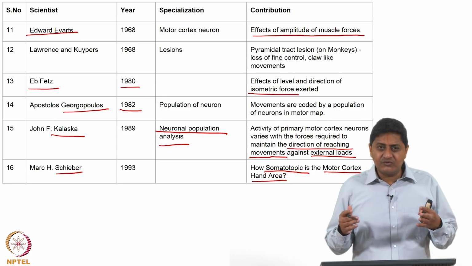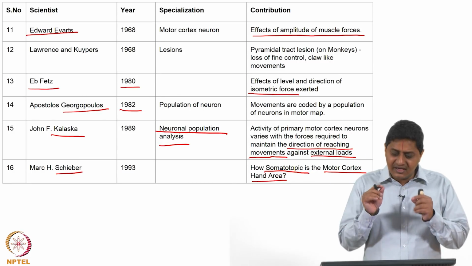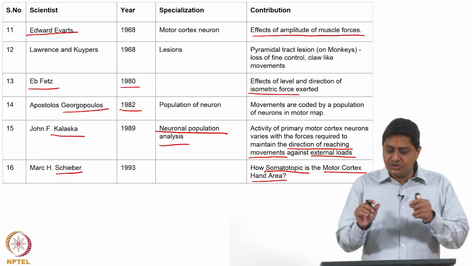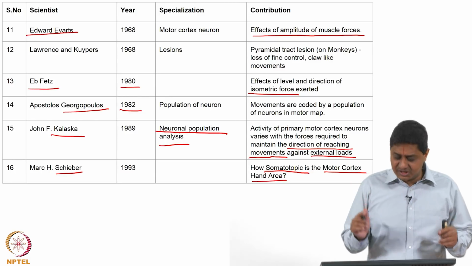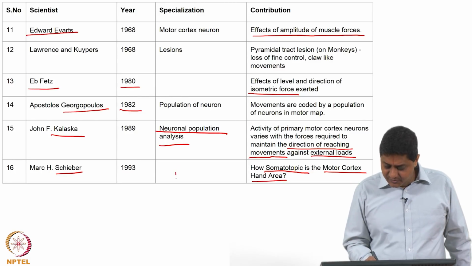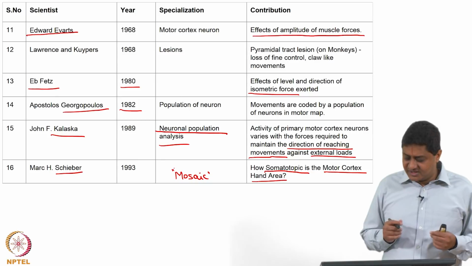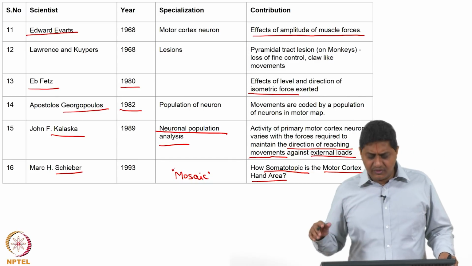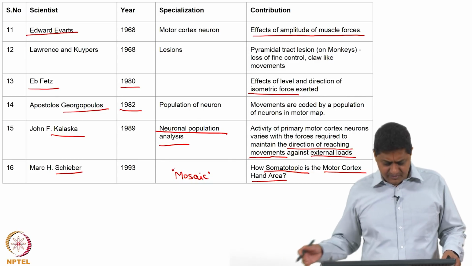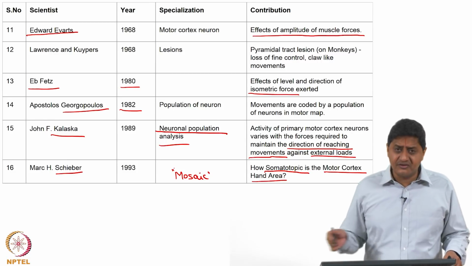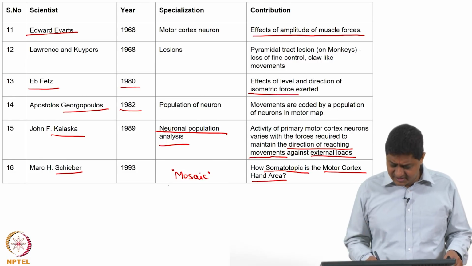So, what was found was that there was not a region to effector, one to one relationship, but the relationship that was found was rather mosaic. There was both convergence and divergence. This theme I will continue in some of the later sections. Also, I will discuss this topic of convergence and divergence.